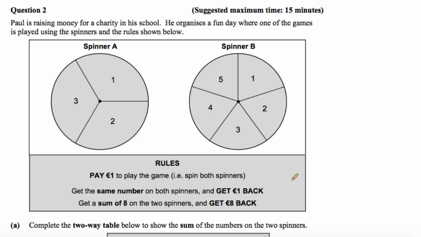If you get the same number on both spinners, you get €1 back, so you get your money back. If you get a sum of 8 on the two spinners, you get €8 back.